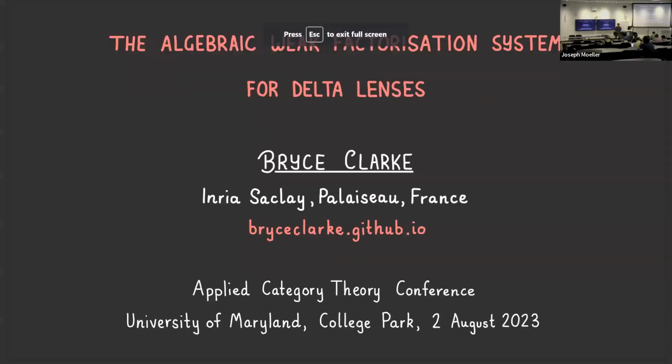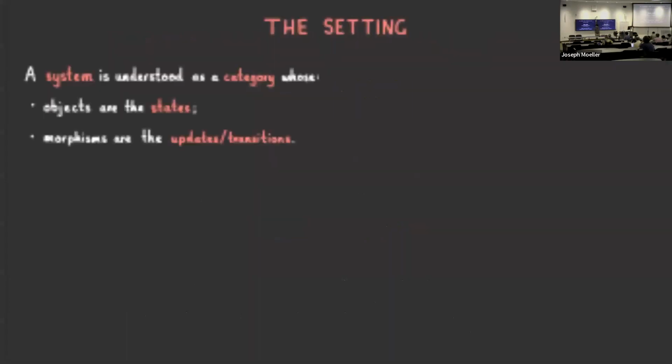Screen. Okay, so I want to start off with giving you an idea of the setting in which we're talking about these particular kinds of lenses. The setting is that we should really understand a system. In applied category theory, we work with different kinds of systems, and I want to understand a system as a kind of category, where the objects are the states of the system, and the morphisms are all the updates or the transitions between the states.